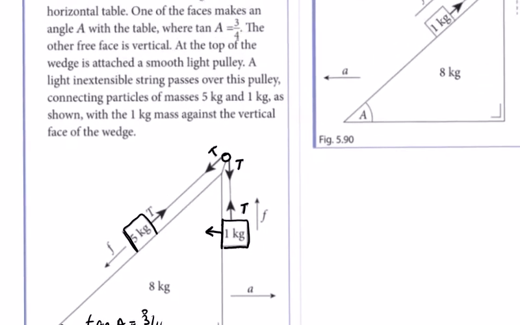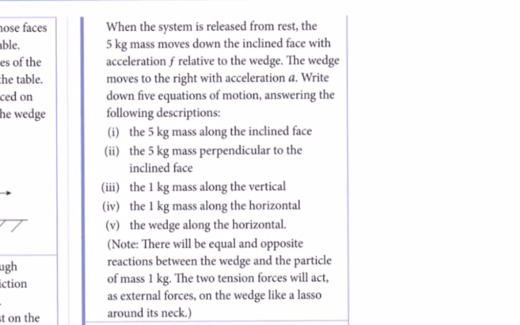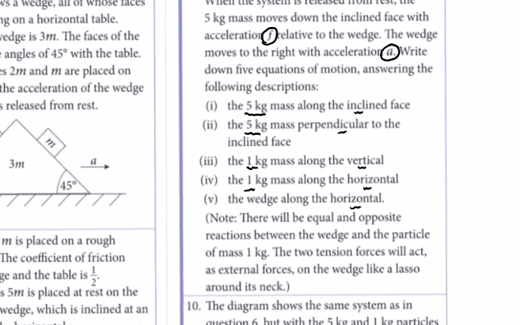So what are we asked to do here? We're asked to form 5 equations. When the system is released from rest, the 5 kg moves down the inclined face with acceleration f relative to the wedge. The wedge moves to the right with acceleration a. Write down 5 equations of motion, everything we've been doing so far, answering the following 5 descriptions. So it's just a different way of phrasing the question: 5 kg on the incline and the perpendicular, the 1 kg on the vertical and the horizontal, and the wedge on the horizontal. Okay, let's look at the 5 kg first here.